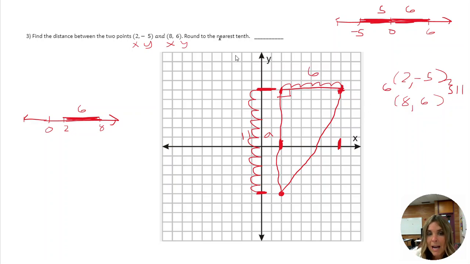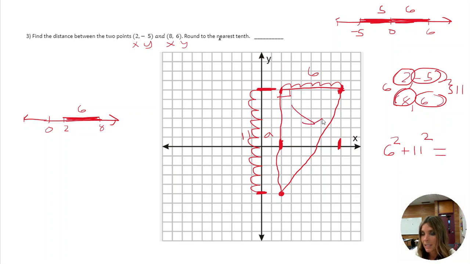So when you have 2 points and you're trying to find the distance between the 2 points, what you're really doing is finding the distance between the x coordinates. That is one of the leg lengths. And then you're finding the distance between the y coordinates. That is the other leg length. Okay, so we have 6 squared plus 11 squared is going to be equal to our side C squared. And so when we do this one, we get 157 equals C squared.